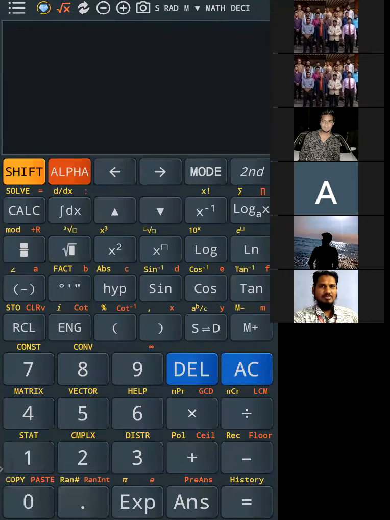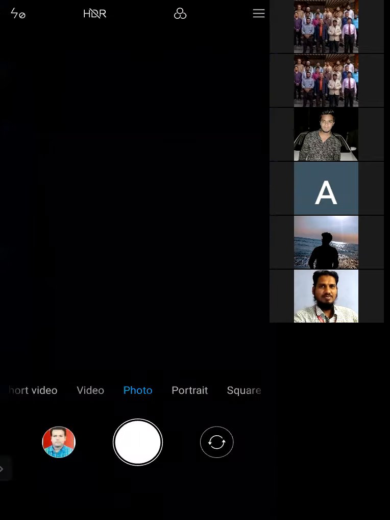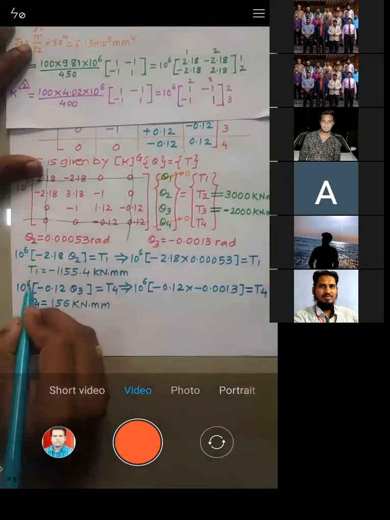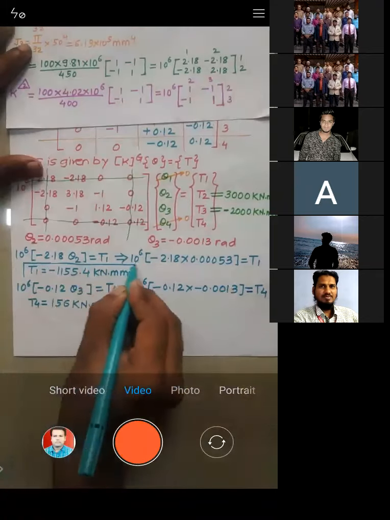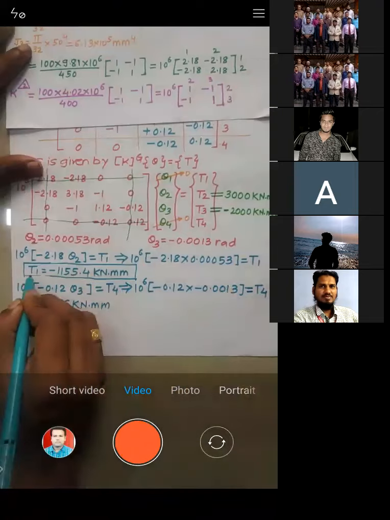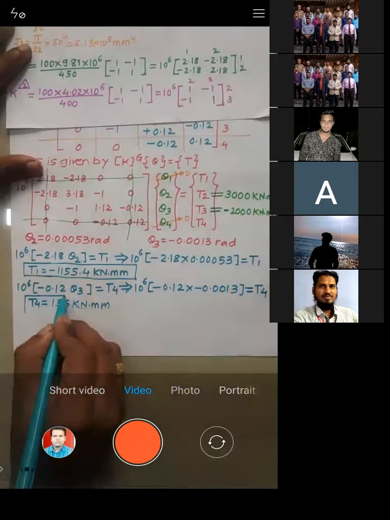Okay, so I'll do shift, 10 raised to power 6. This is to be multiplied inside by 0.12. Both are minus, so I will take both as plus, because minus into minus is plus only. So into 0.0013. Okay, so just check it. How much? 156 kilonewton mm. So this is the value of torque, or this is a reaction which is generated at node 1, and this is a reaction which is generated at node 4.